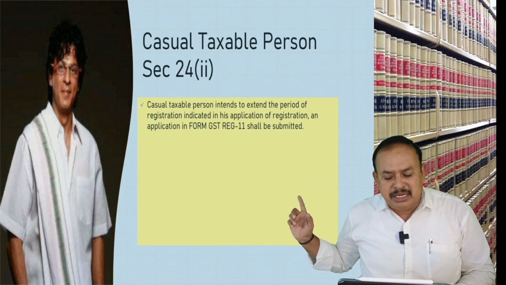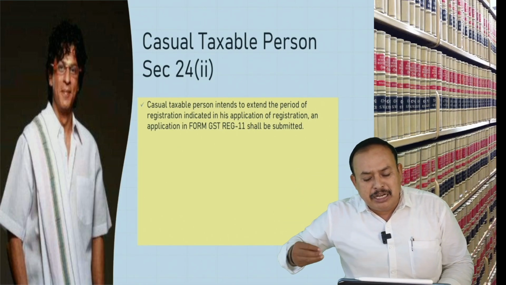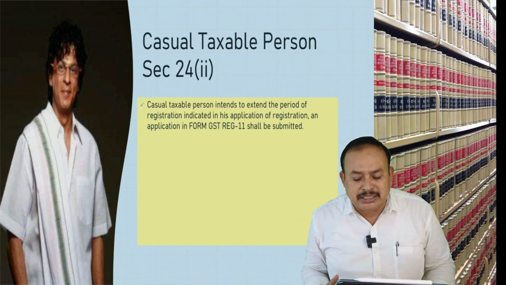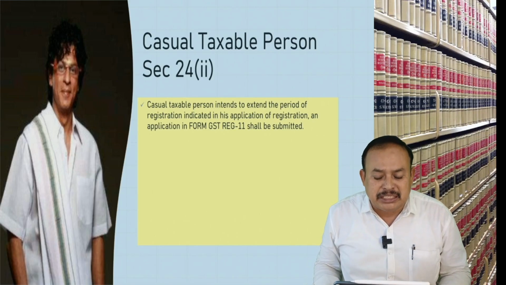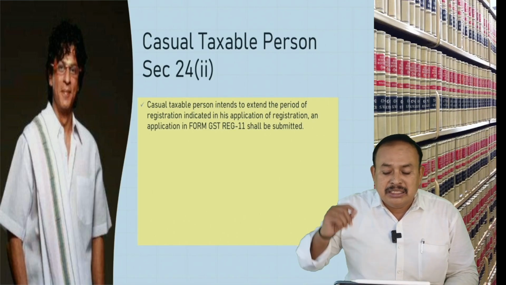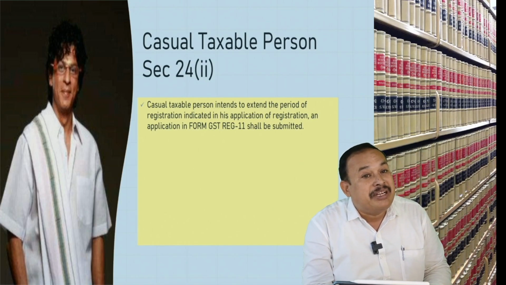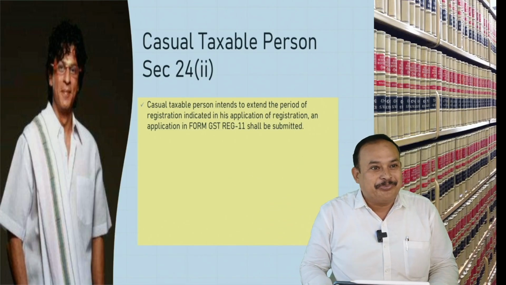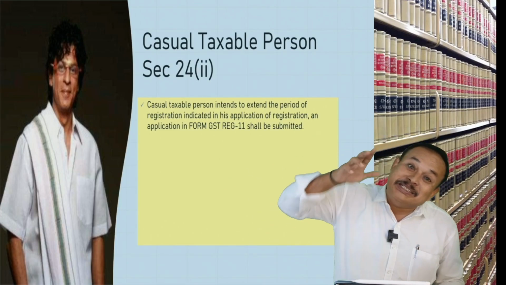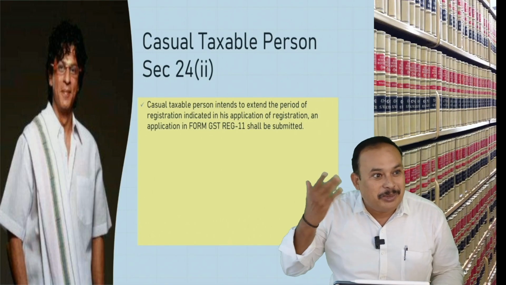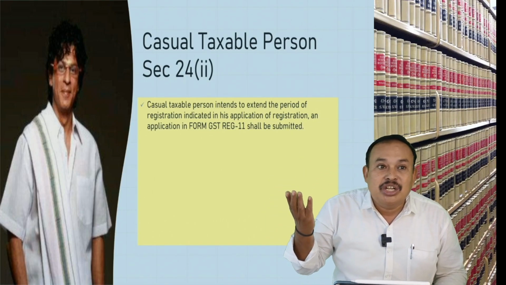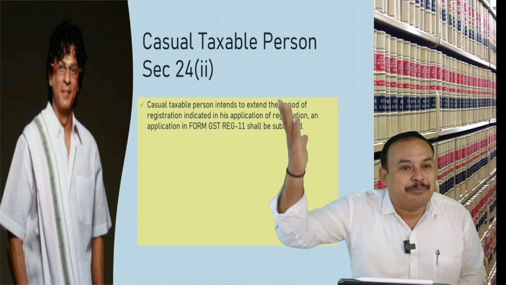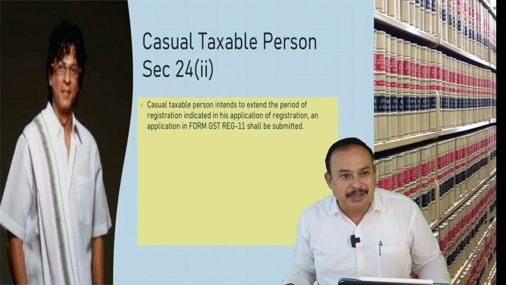A casual taxable person who intends to extend the period of registration indicated in his application must submit an application in Form GST REG 11. When should he submit it? Five days before the commencement of the extension period. And he also has to pay estimated advance tax. While paying it, deduct the estimated input tax credit, and the net amount is paid as advance tax. Is it clear, my dear friends?